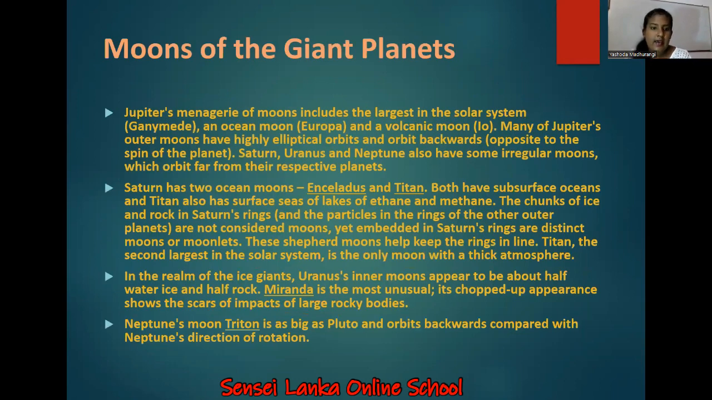Then here I have given you a small description about the moons of the giant planets. Here you can look at some special information about some natural satellites. Shall we go through this? Jupiter's menagerie of moons includes the largest in the solar system, an ocean moon, Europa, and a volcanic moon, Io. Many of Jupiter's outer moons have highly elliptical orbits and orbit backwards. Some of the natural satellites of Jupiter are orbiting backwards.